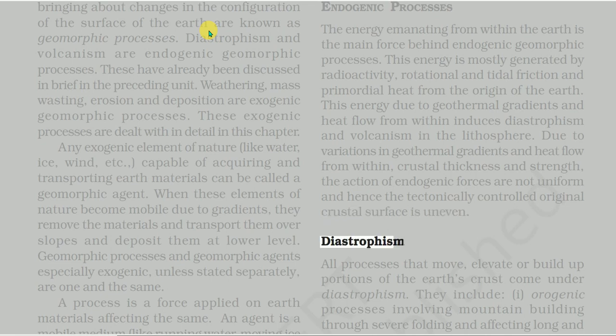Diastrophism. All processes that move, elevate or build up portions of the Earth's crust come under diastrophism. They include: 1. Orogenic processes involving mountain building through severe folding and affecting long and narrow belts of the Earth's crust. 2. Epeirogenic processes involving uplift or warping of large parts of the Earth's crust. 3. Earthquakes involving local relatively minor movements. 4. Plate tectonics involving horizontal movements of crustal plates.